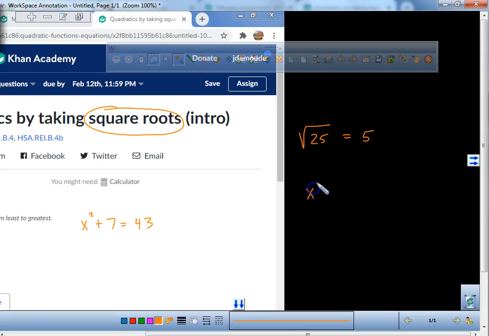If I say x squared equals 25, there's technically two numbers I could plug in for x. Could anybody tell me one of the two numbers I could plug in for x to make it true? -5 would work because -5 times -5 is 25. And the easy number that we can always find is just the number 5. So we call this a solution set.